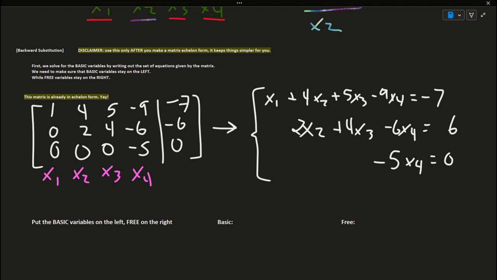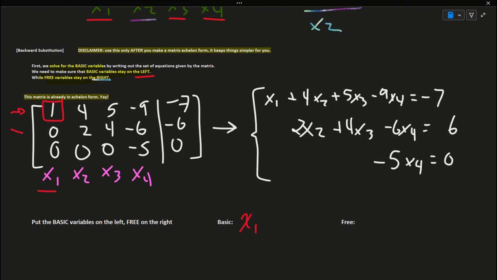Now with this example, we have this matrix where we want to split the basic and the free variables apart. When we write this matrix out into its respective set of equations, we want to make sure that we have the basic variables on the left and the free variables on the right-hand side. Just like in the very first matrix we saw, we try to find the pivots. So we go row by row.